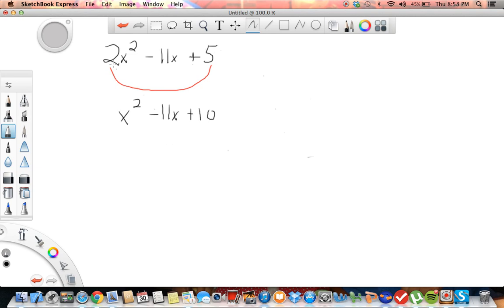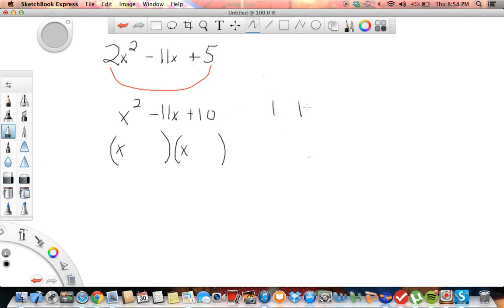So that was step 1. I took the front term, the leading coefficient, and multiplied it times the number all the way in the back. Now our second step is we've got to factor this new trinomial we just came up with, x squared minus 11x plus 10. So I'll go ahead and draw my sets of parentheses and draw in my x's like I've been used to doing. And now I've got to take the factors of 10.